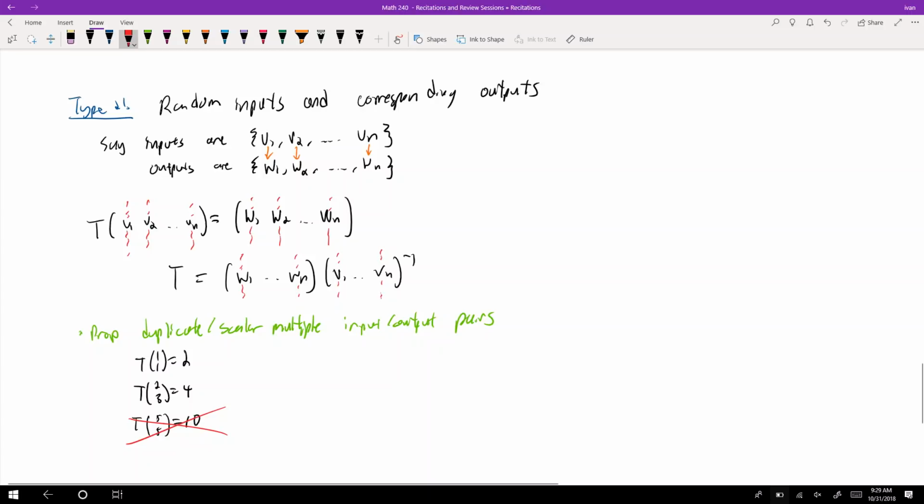If one of the inputs were dependent on the other two, like if you had T of 3 equals 6, would you drop that as well? Yeah, you would. But usually it'll be a little more clear. Is it like in this case V is dimension 2 and W is dimension 1? Yeah.